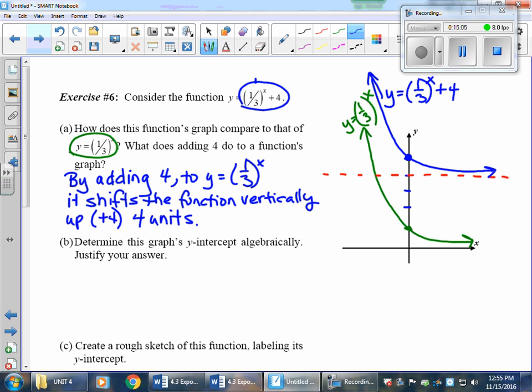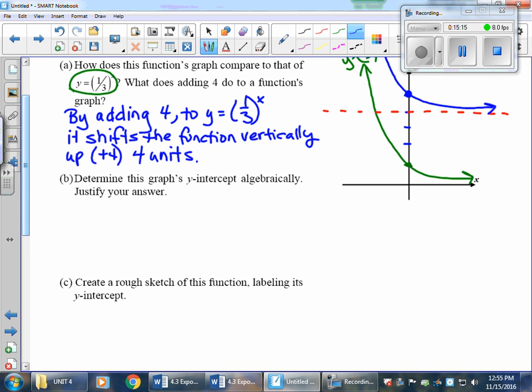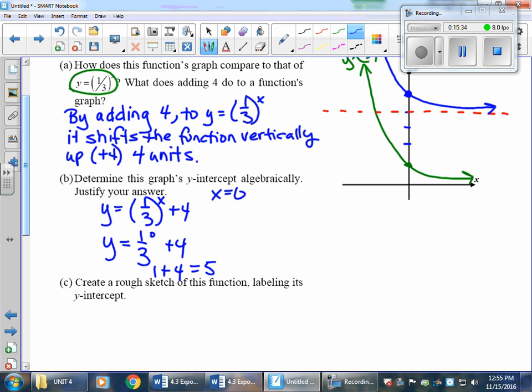Did we answer the whole question? We did. Determine the graph's y-intercept algebraically. And it says justify your answer. So we kind of already talked about that, but if they're asking us to do it algebraically, let's say we do y equals 1/3 to the x plus 4. And again, remember, x has to be 0. So y is equal to 1/3 to the 0 plus 4, which is 1 plus 4, which is equal to 5.